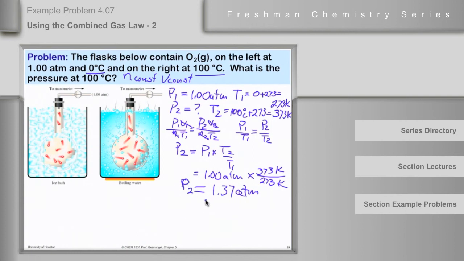Questions? Yes, go ahead. If there's any change of any of the 4 variables, use the combined gas law. It will save you grief. Okay? I'm not saying it's impossible to use the ideal gas law. What I'm saying is it'll add more steps and more opportunities for errors.